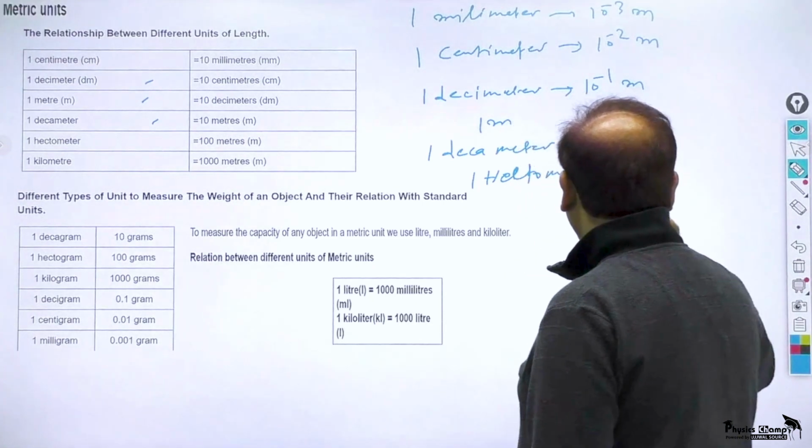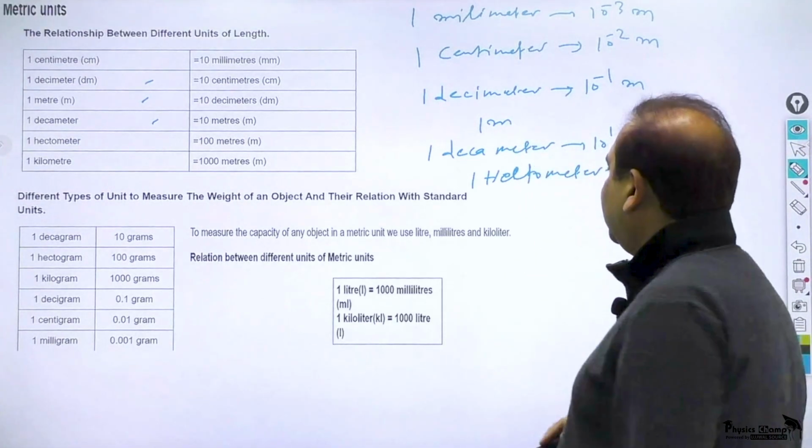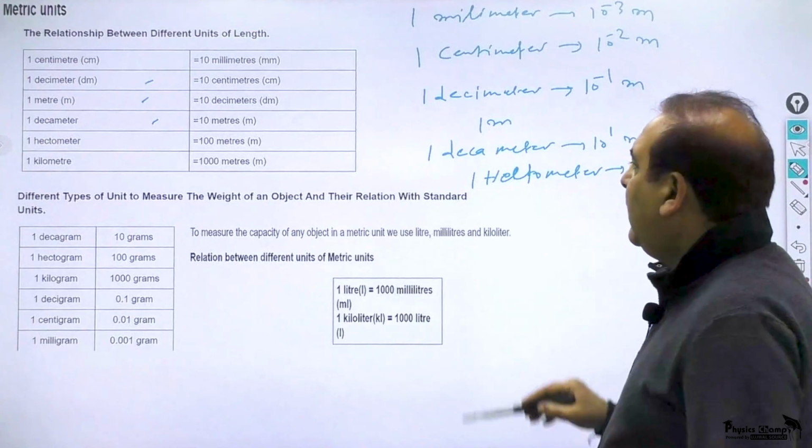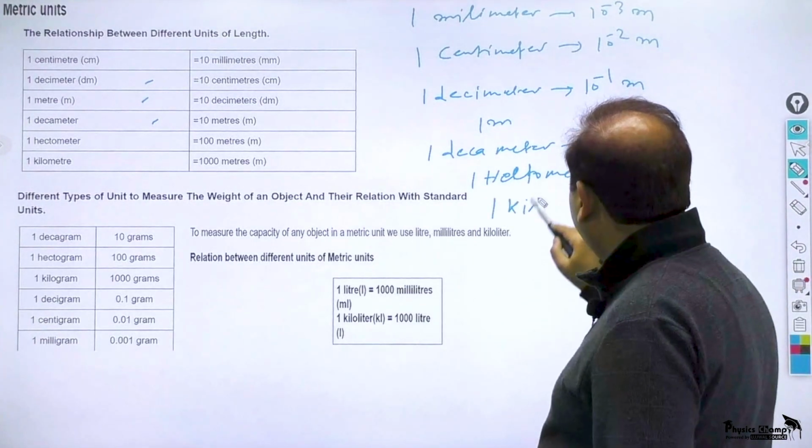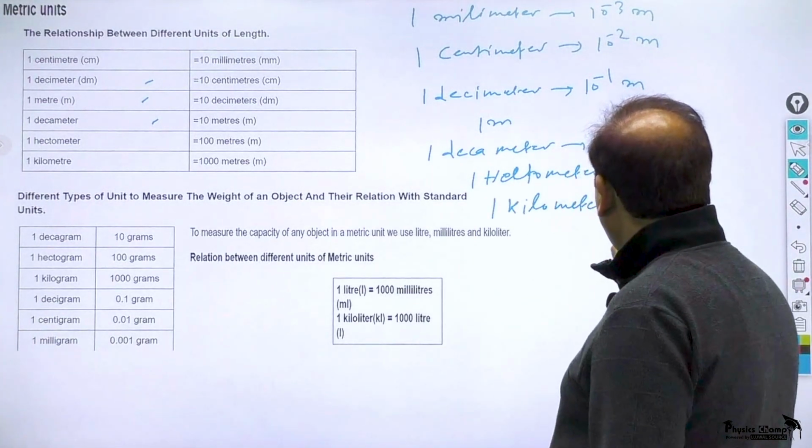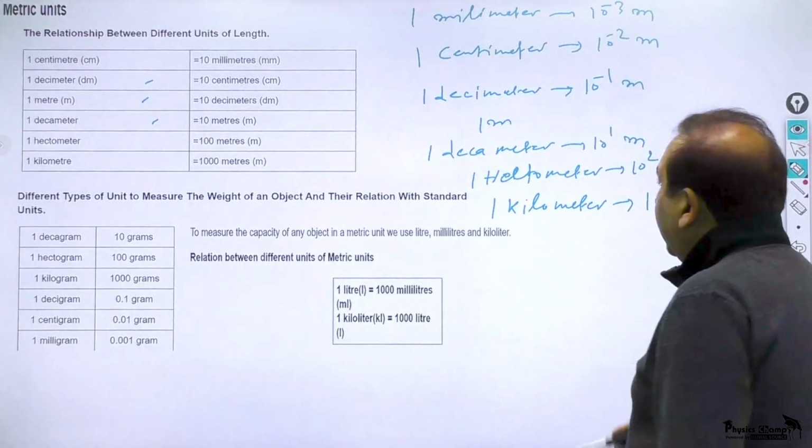You must have studied in earlier classes, 10 to the power 2 meter. 1 kilometer. So abbreviations matter, 10 to the power 3 meter, and like that.